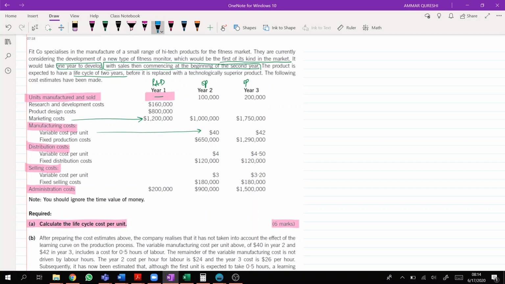So let's do it in a shortcut manner. Let's try to calculate fixed cost first. Now, what is the fixed cost? Fixed cost is actually related to research and development. There is a research and development cost of 160,000. This is a one-time cost. Then product designing is 800,000, and then marketing cost is 1.2 million.